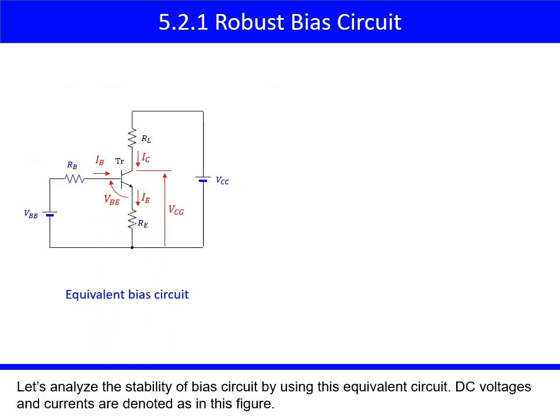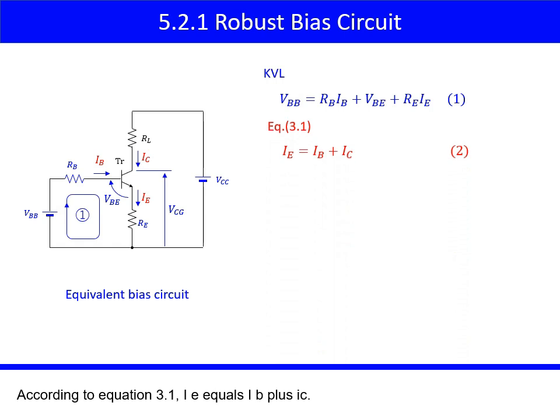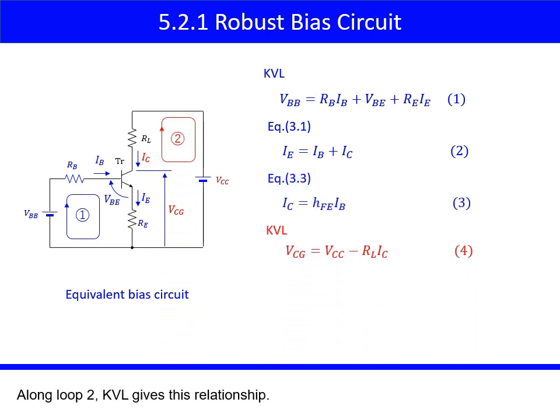Let's analyze the stability of the bias circuit by using this equivalent circuit. DC voltages and currents are denoted as in this figure. Along the loop 1, Kirchhoff's voltage law gives this equation. According to equation 3.1, IE equals IB plus IC. This is equation 3.3. hFE is the DC current gain. Along loop 2, KVL gives this relationship.